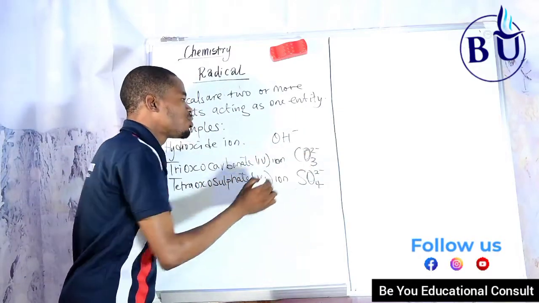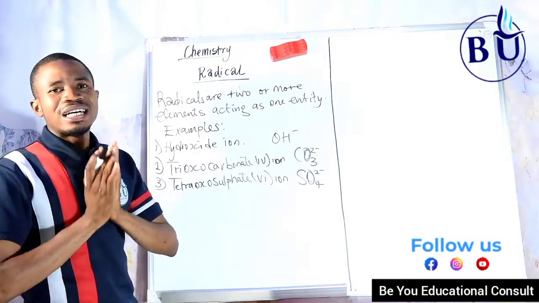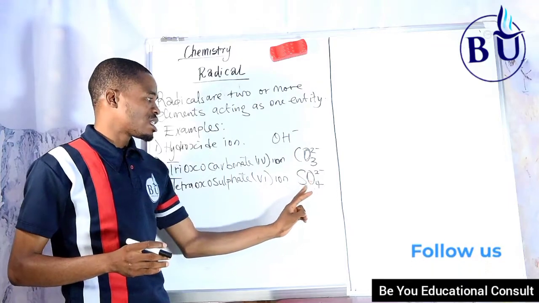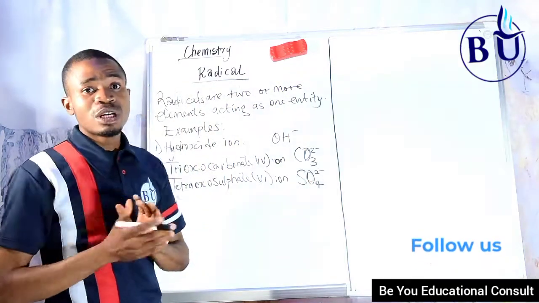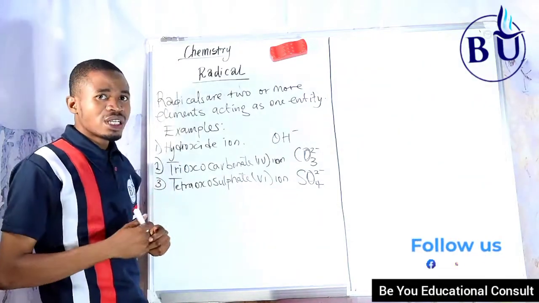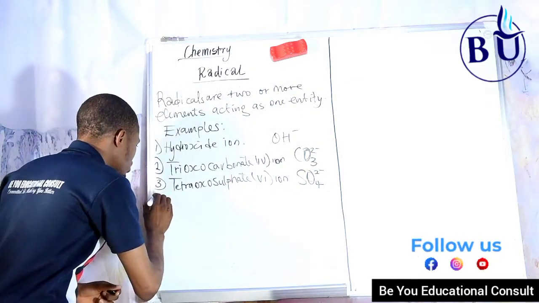Please don't write any of them with small letter. Both of them must be represented as they are represented, in capital letter. Because they are radicals doesn't make you write one of them in small letters. Please take note of that, because some people actually make that mistake. So we can move on to another one.